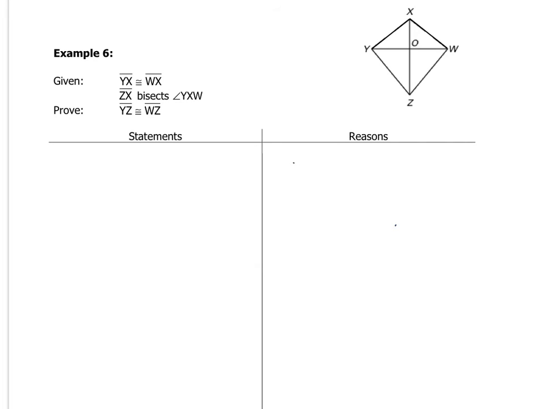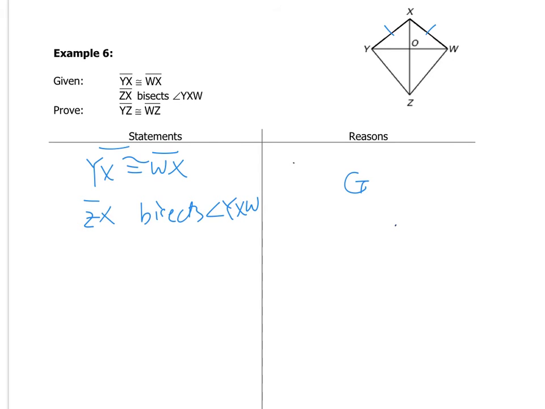Here's another one. It is given that YX is congruent with WX. I've got one side already, and because ZX bisects the angle YXW, both of these are given, and now I can conclude that angle YXZ is congruent to angle WXZ, and that's the definition of bisector.